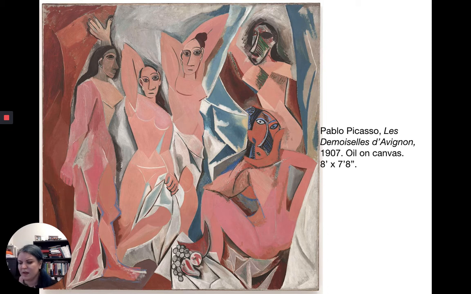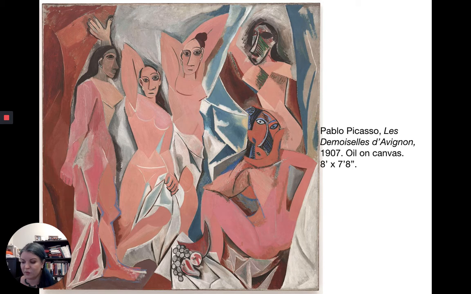So this is Les Demoiselles d'Avignon, which means the young women, the young ladies of Avignon. Avignon is a city in France. And this painting kind of opens the door to Cubism and to a bunch of radical new ideas about representing space and representing figures. Okay, it's a groundbreaking painting.